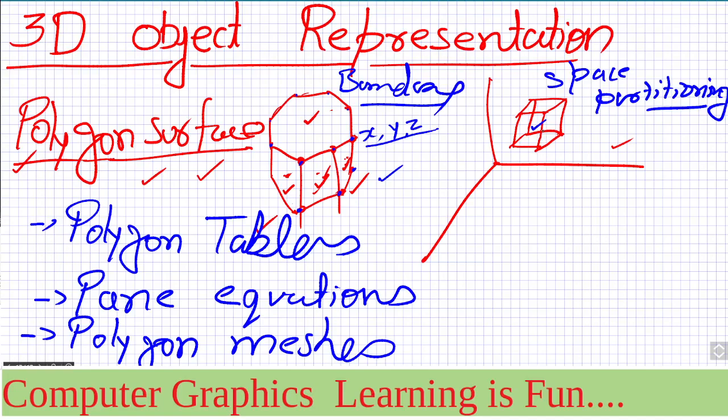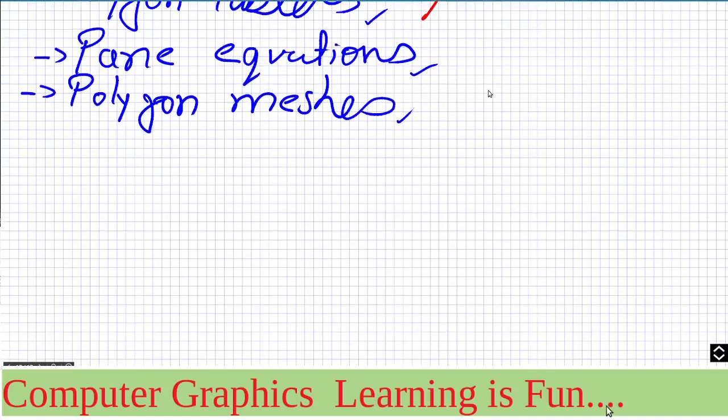Apart from this, we are now starting something in boundary representation. One is Polygon Surface, where the surface of the object is a set of polygons. I should say the polygon surfaces. These can be represented either with Polygon Tables, plane equations or Polygon Meshes. So now let me tell you about Polygon Tables.